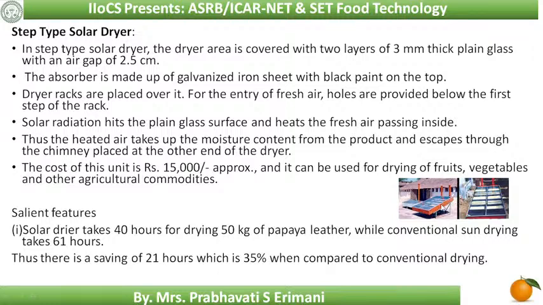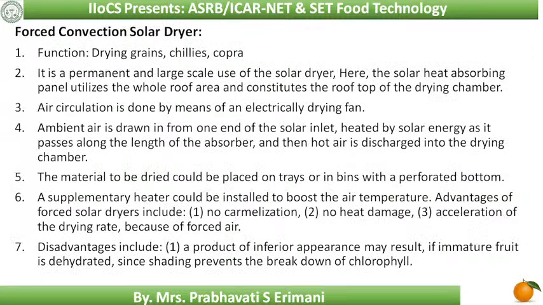The total cost is approximately 15,000, and it is used to dry fruits and vegetables, and other agricultural commodities can be dried using the step type solar dryer, which comes under the first type we discussed, the integrated type of dryer. The salient feature of this dryer is that the solar dryer takes 40 hours for drying 50 kg of papaya leather, while conventional sun drying takes 61 hours. So the difference is about 21 hours if we are using the step type solar dryer. Okay, this is one type of solar dryer.